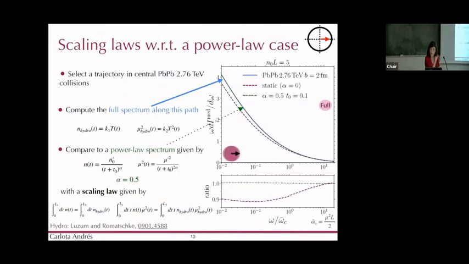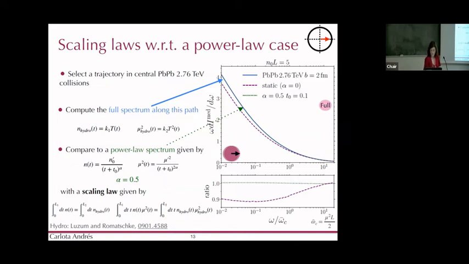And actually what we find is that it works very well. So we have always in blue the real dynamical solution, and in purple we have the static one that I showed in the previous plots. So same scaling law, but for a static profile. So let's put alpha equals 0 here and you get that curve. And we see that it didn't work very well. But if we do a dynamic one for a power law, where we put alpha equal 0.5, it works very well, and that's very nice.